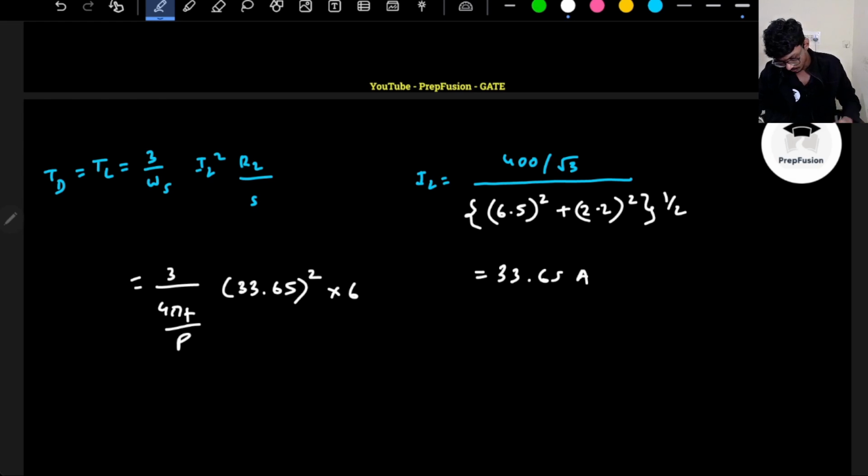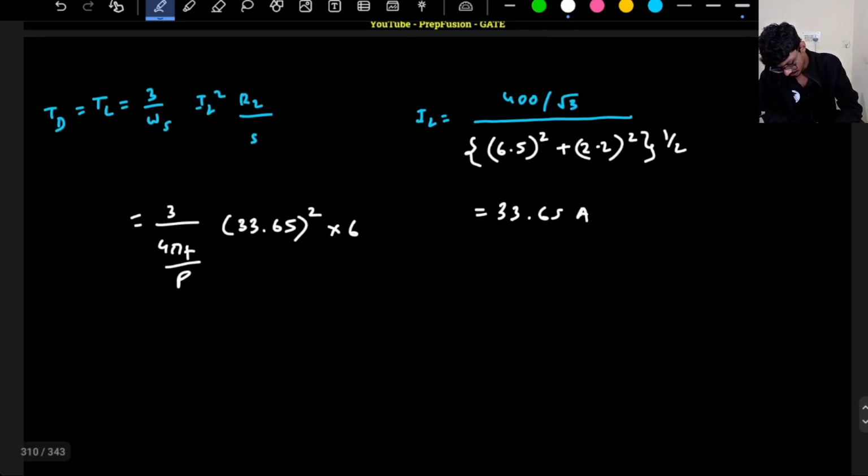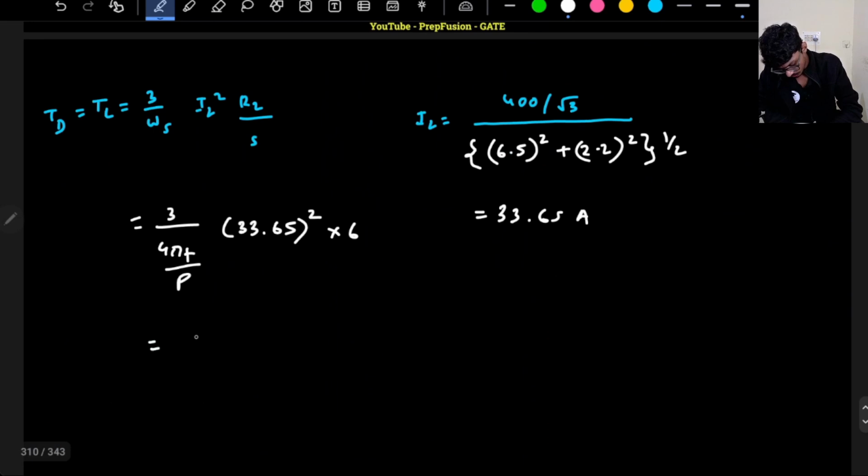The number of poles is 4, it's a 4 pole machine, so 4 will get cancelled. So this will be 3 by pi into 50, basically 3 divided by 50 into pi, into 33.65 whole square into 6. So it comes out to be around 129.754 Newton meter. So this is the load torque or initial developed torque, the electromagnetic developed torque or the load torque, because this was a stable point, right?